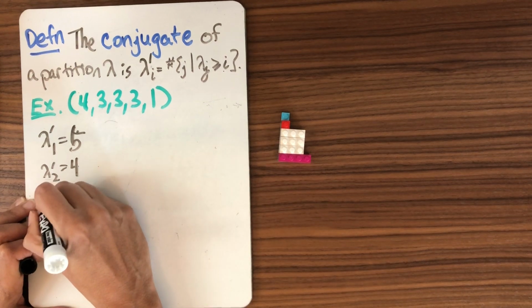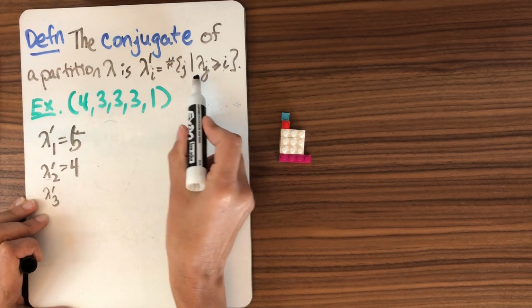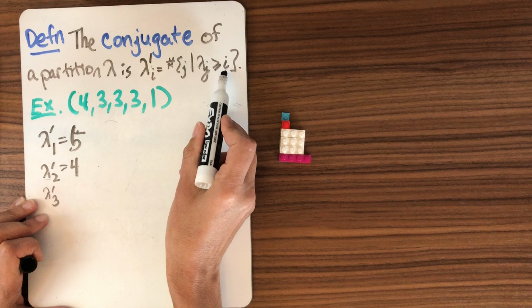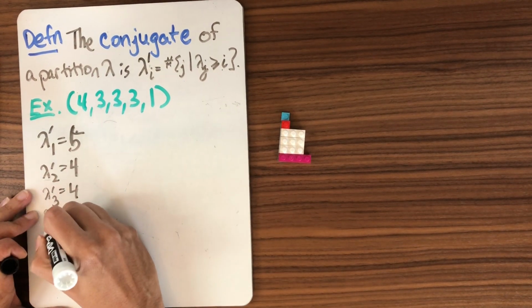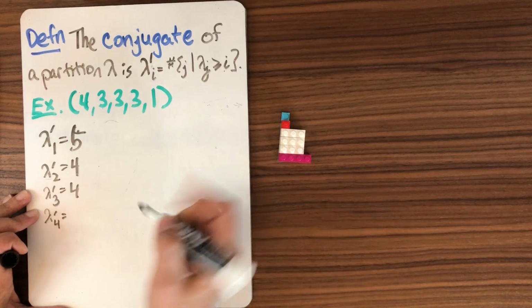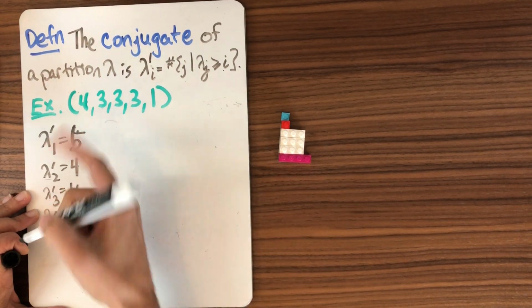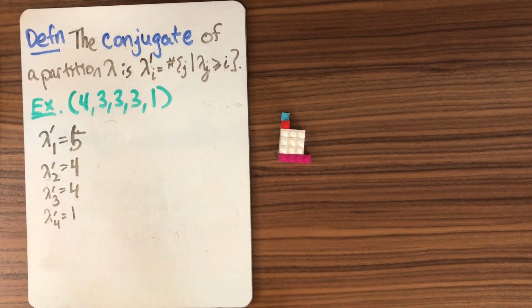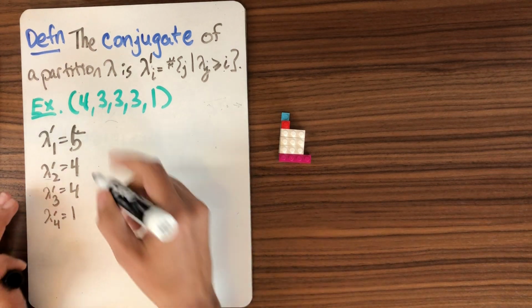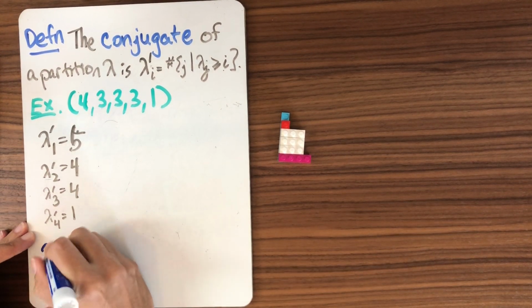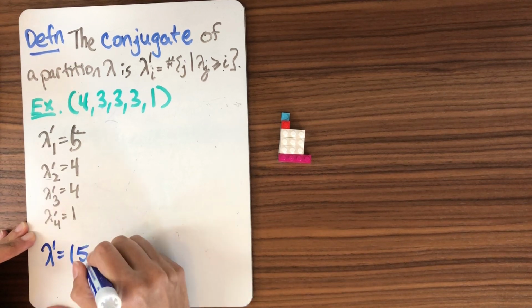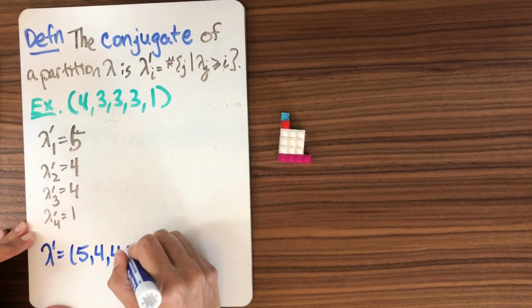What's lambda 3 prime? Again, how many lambda j's are bigger than or equal to 3? Same number, 4. What about lambda 4 prime? At least 4, one of them. And then the rest are going to be 0. So we stop there, and based on this, I know the conjugate: lambda prime is equal to 5, 4, 4, 1.